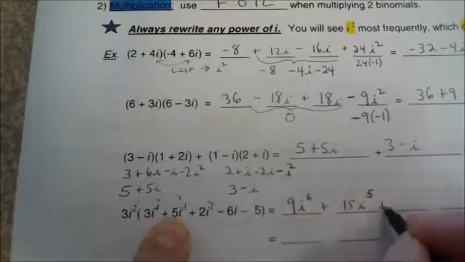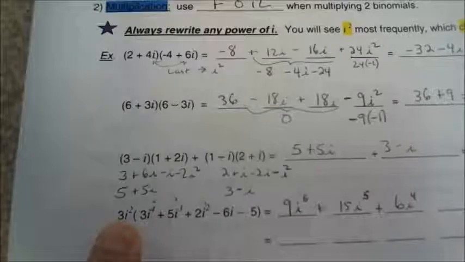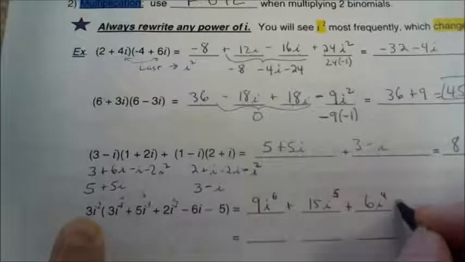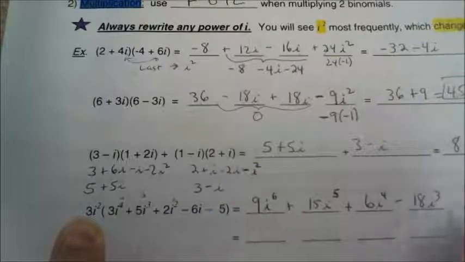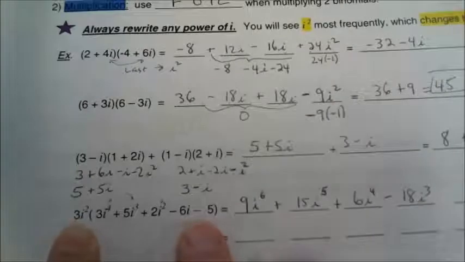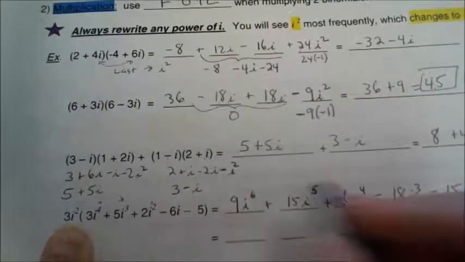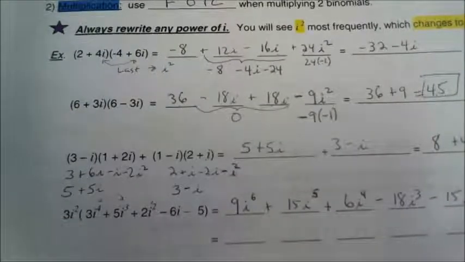The next one is positive. 3 times 2 is 6. I squared times I squared is I to the fourth. The next one, 3 times negative 6 is negative 18. I squared times I is I to the third. And the last one, negative 5 times 3 is negative 15 I squared. So all of these have powers of I.